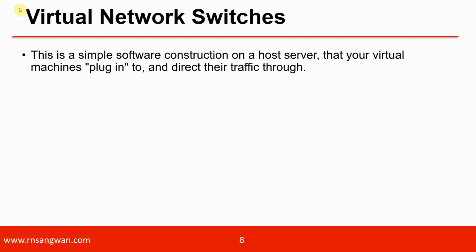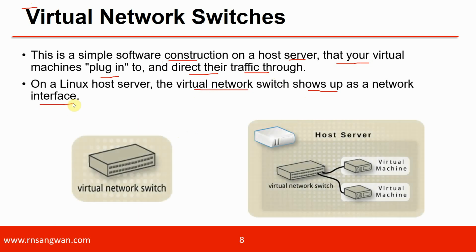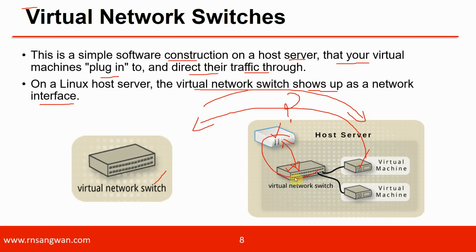Virtual network switches. This is a simple software construction on a host server that your virtual machines plug into and direct the traffic through. On a Linux server host, the virtual network switch shows up as a network interface. So the virtual network switch is connected to the physical host, and the kind of arrangement we have between this network switch and the host decides whether the virtual machine can connect to the outside world or not. Whether this communication is allowed will be decided by the arrangement between the physical switch and the virtual switch. The virtual machine plugs into this virtual switch only.